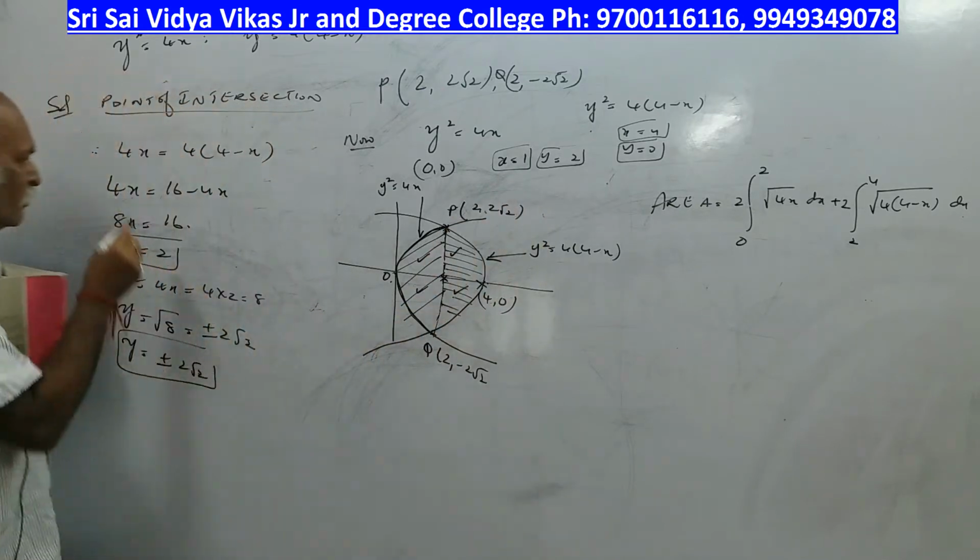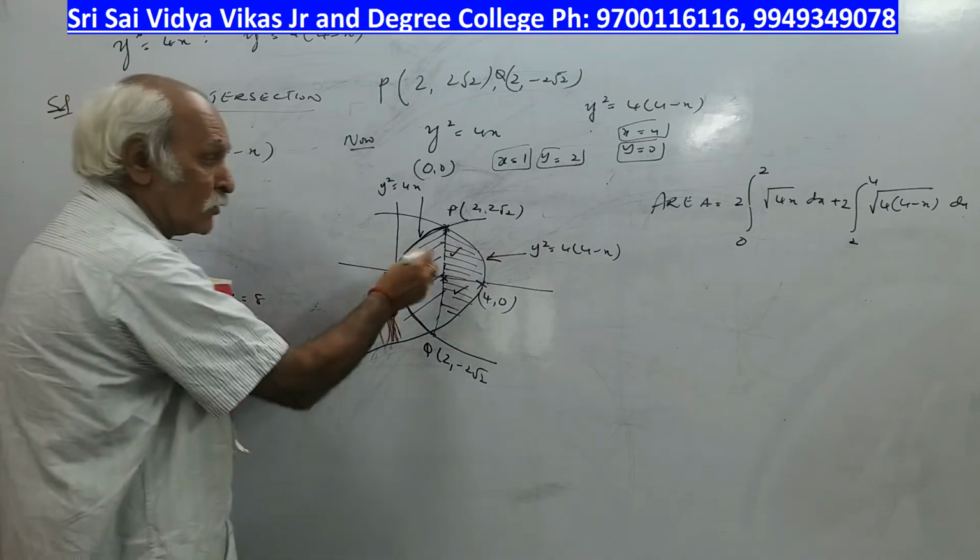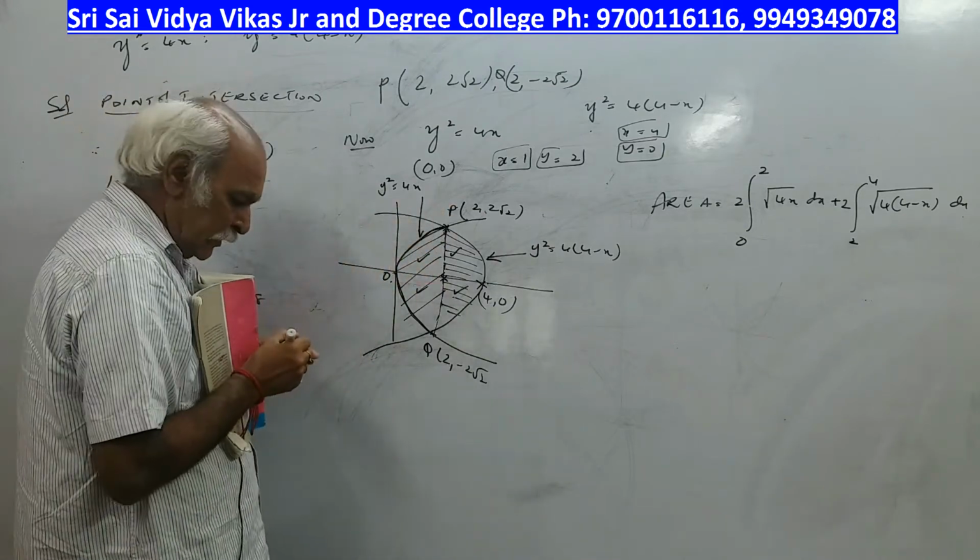So what we have done? We have found out the point of intersection, then we have drawn the curve, and we are finding area. Please note down this.